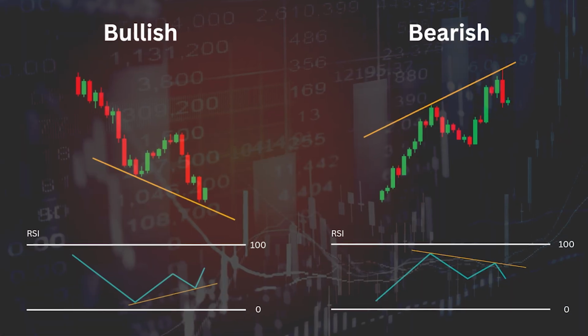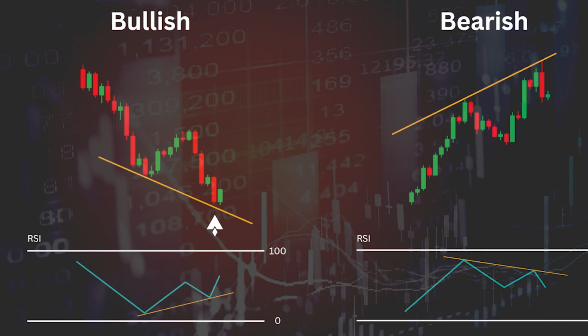Bullish divergence happens when the asset's price makes a new low, but the RSI doesn't go as low alongside it. In other words, the price is still dropping, but RSI isn't confirming the same weakness. This can be a sign that downward momentum is weakening, and a move to the upside might be coming.